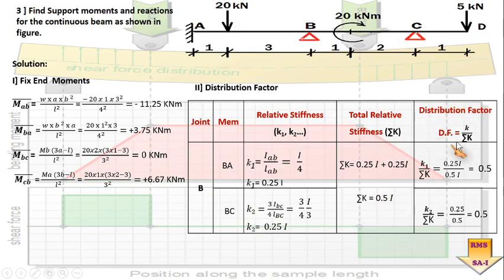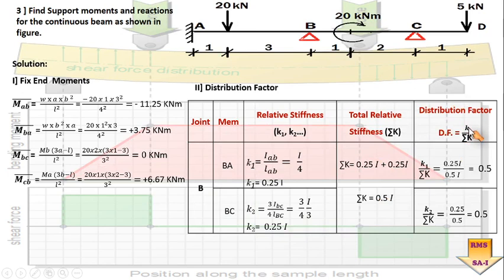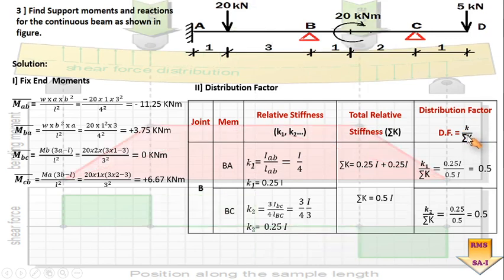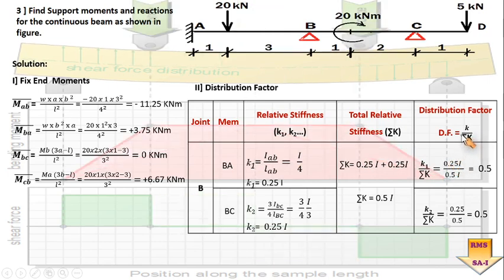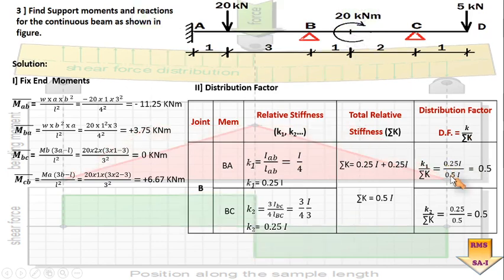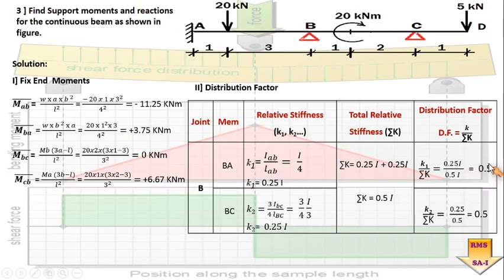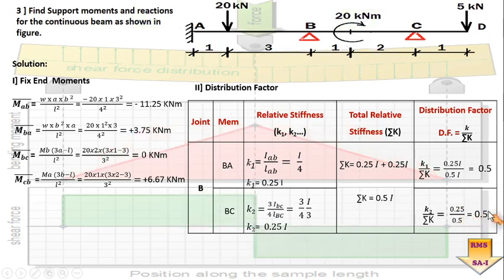The last job for this particular step is to find out the distribution factor, which is the ratio of relative stiffness of an individual member divided by total stiffness about that particular point. So the first member is BA, its individual relative stiffness is 0.25 I, and the summation of K is equal to 0.5. Putting those values, we get distribution factor for BA equal to 0.5, and similarly for BC, 0.25 divided by 0.5, again it is coming out to be equal to 0.5.